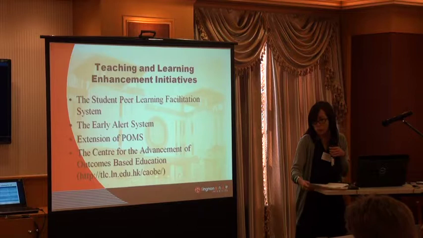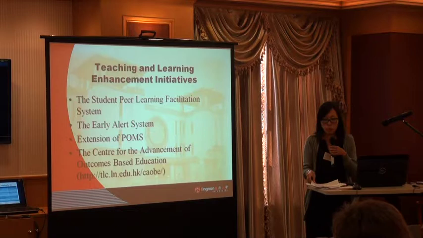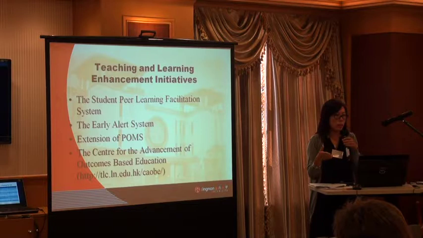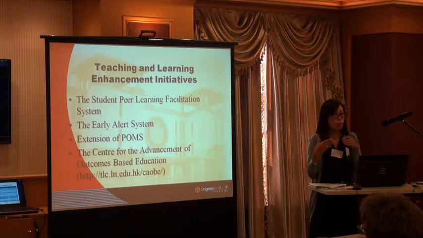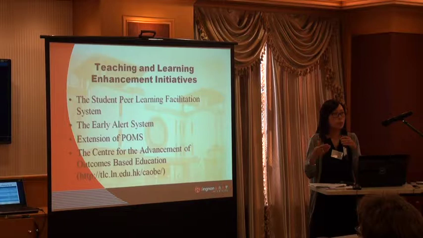So the second one is the early alert system. I have a handout here, which you can grab a copy of out there, or download from our website. So what exactly is it? For teachers, there are cases where you find one or two students in your class who may have academic issues, maybe bad performance, maybe a lot of absences. You may wonder whether it happens to this student only in your class, or in all other classes as well. That is when you would like to use the system.